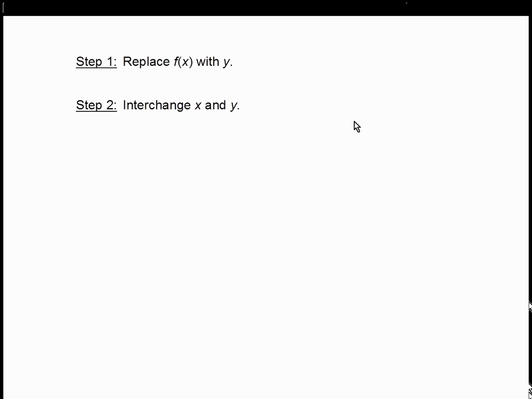Now you got to do a little more work. If you were just looking for the inverse relation, you would stop right there. Step 3. Solve for y. This is where all the work is. So after step 2, you'd have x equals something. After step 3, you work, and you end up with y equals something new about x.